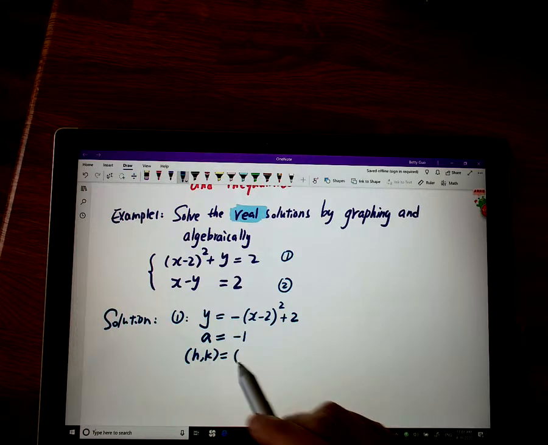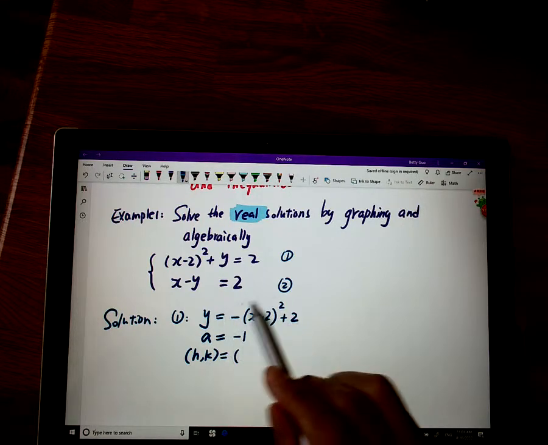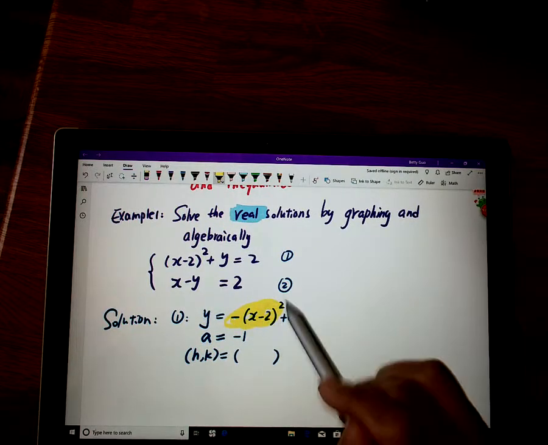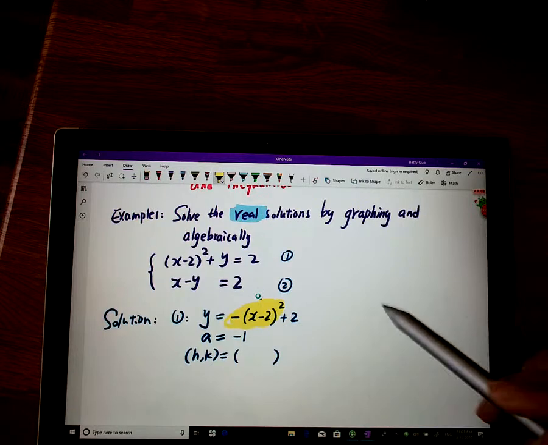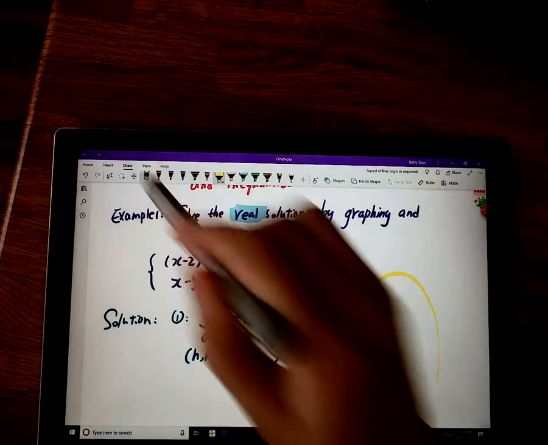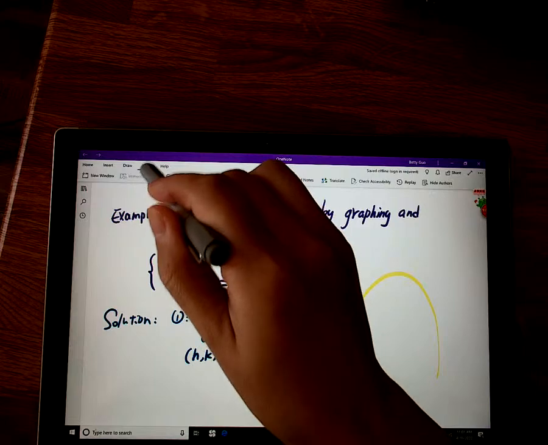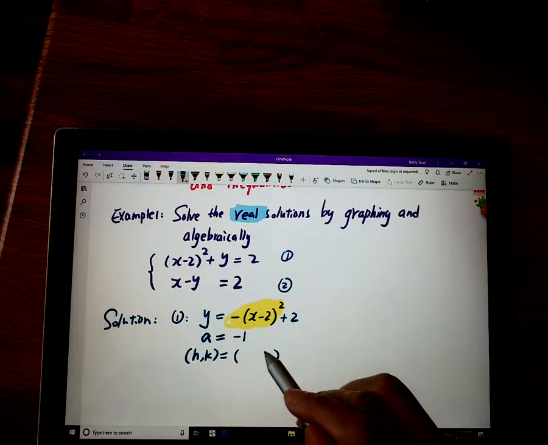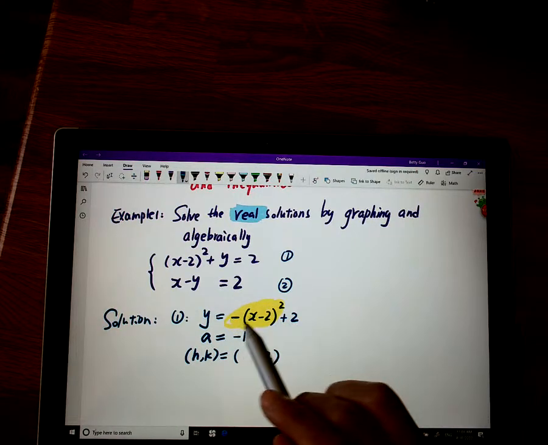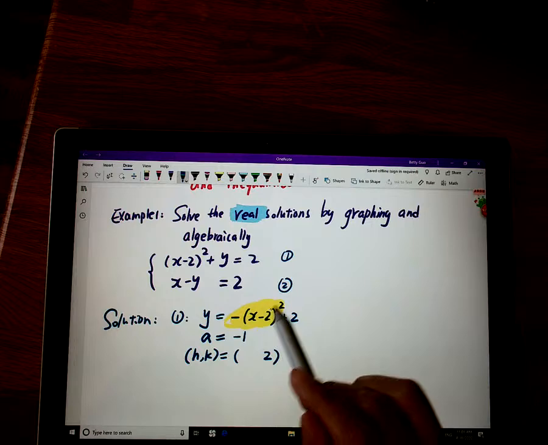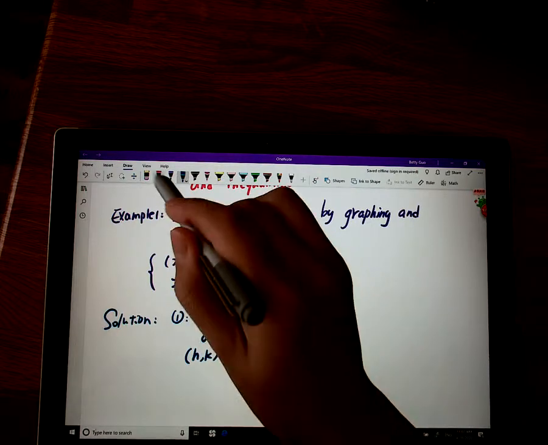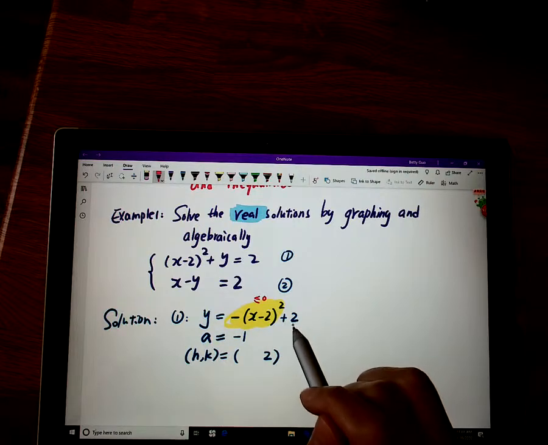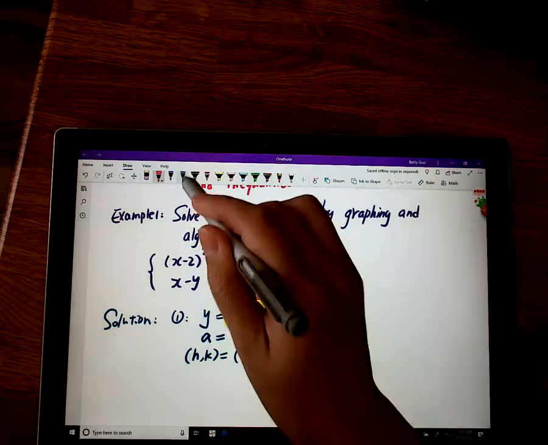(h, k) is easy to find. If we get rid of this part, y reaches its maximum. You know, if the parabola opens downward, it has a maximum value. The maximum value would be 2. This part is non-positive because it's the opposite of a perfect square. So that part definitely is less than or equal to 0. At most it is 0, so y is at most 2. So the maximum value of y is 2. That's the value for k.